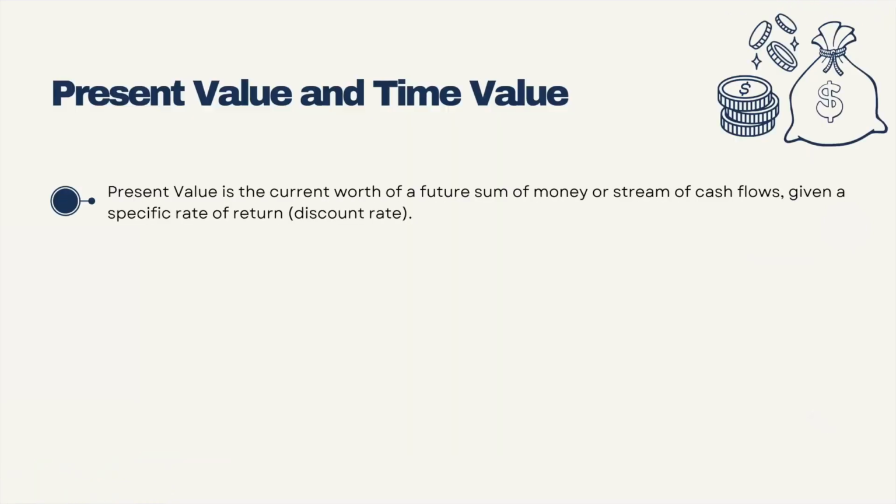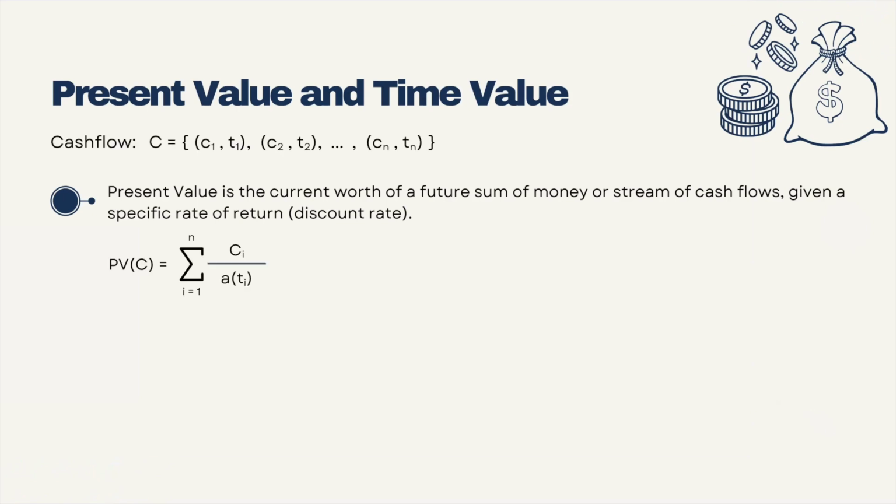The present value is the current worth of a future sum of money or stream of cash flows, given a specific rate of return or discount rate. For example, for the given cash flow, the present value of the cash flow would equal the summation of each individual cash flow divided by its respective accumulation function.